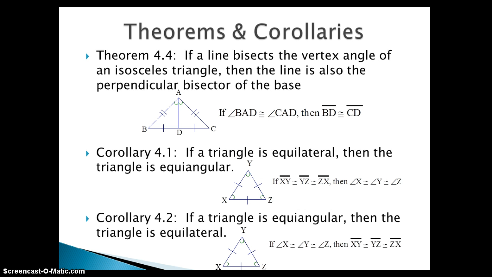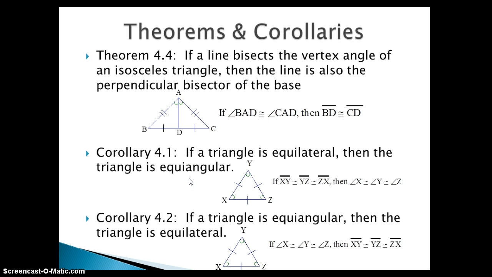The next theorem, theorem 4.4, doesn't have an official name, so I'm just calling it 4.4, but you can call it whatever you would like. The name is not important. It says that if a line bisects the vertex angle of an isosceles triangle, so remember, we have the two sides congruent, cutting it into two equal pieces, then that line is the perpendicular bisector, meaning it cuts it in half, and this is also a 90-degree angle.